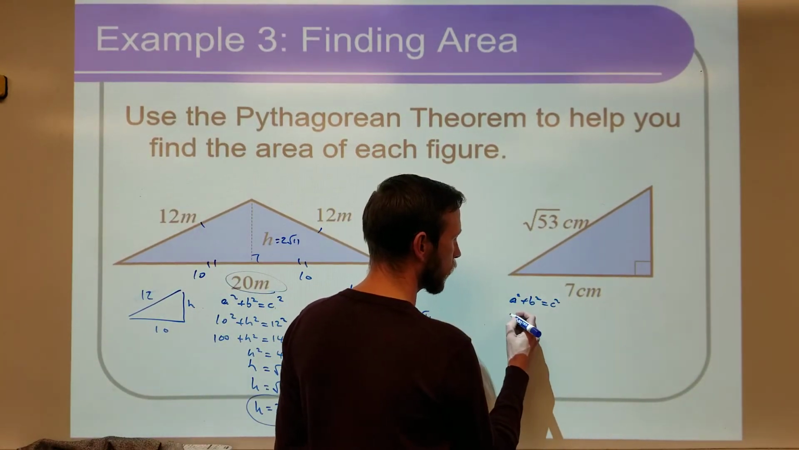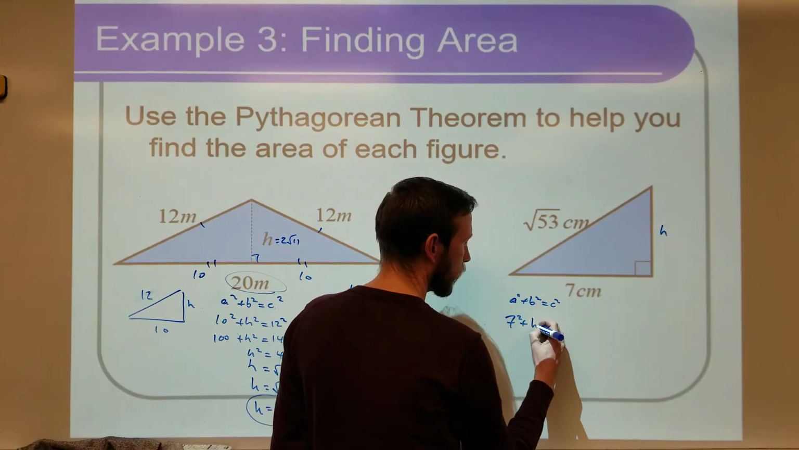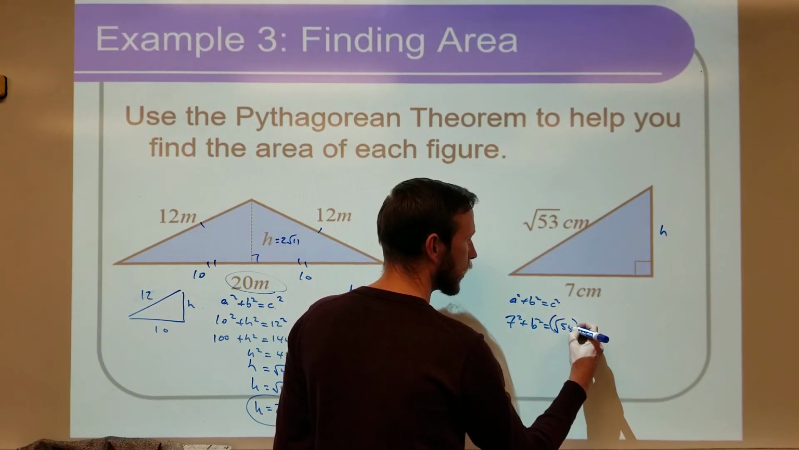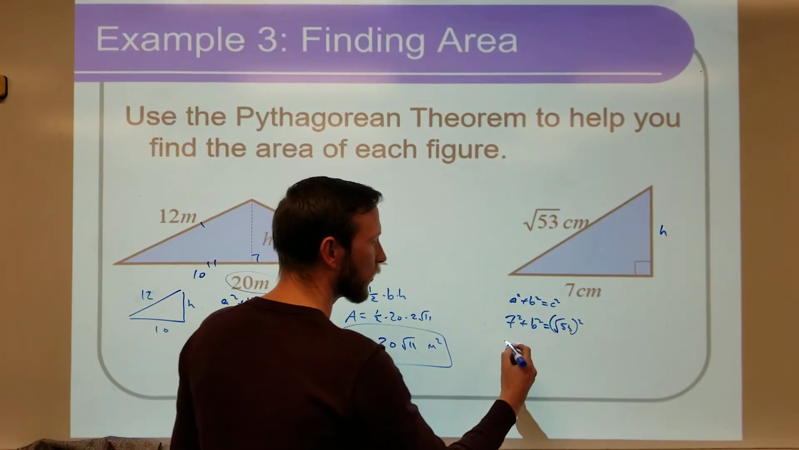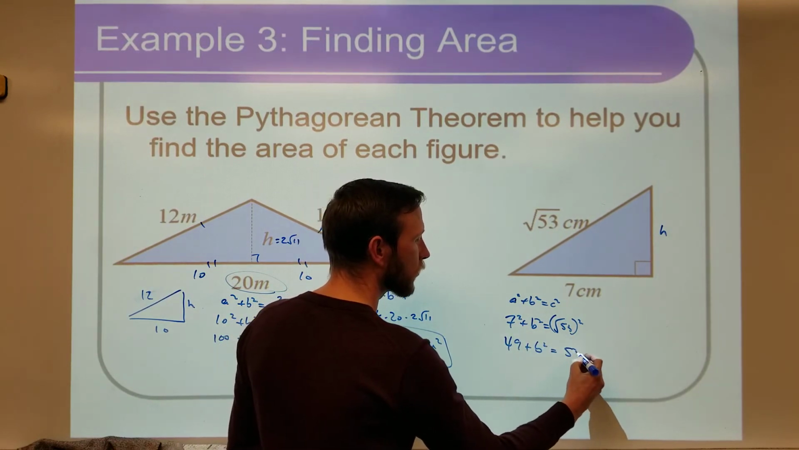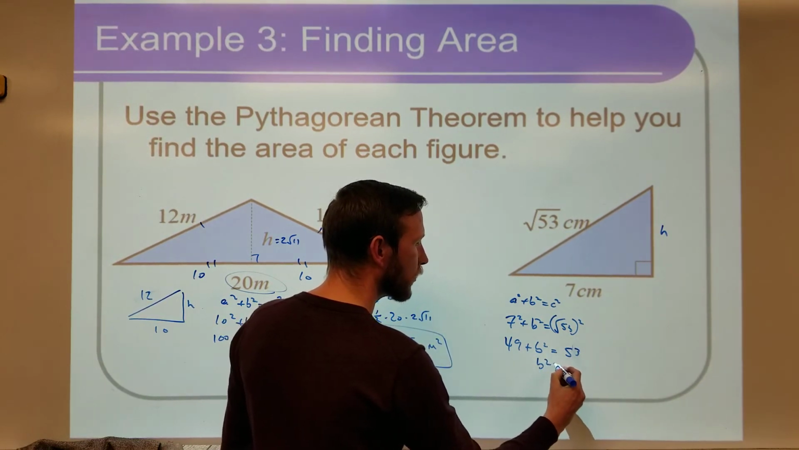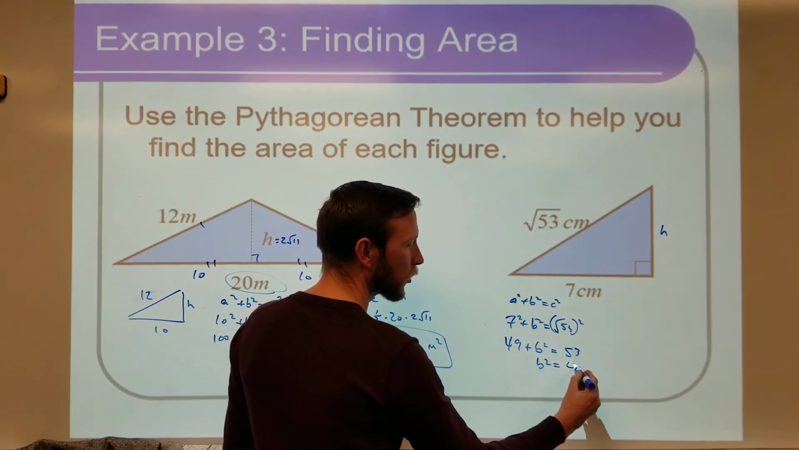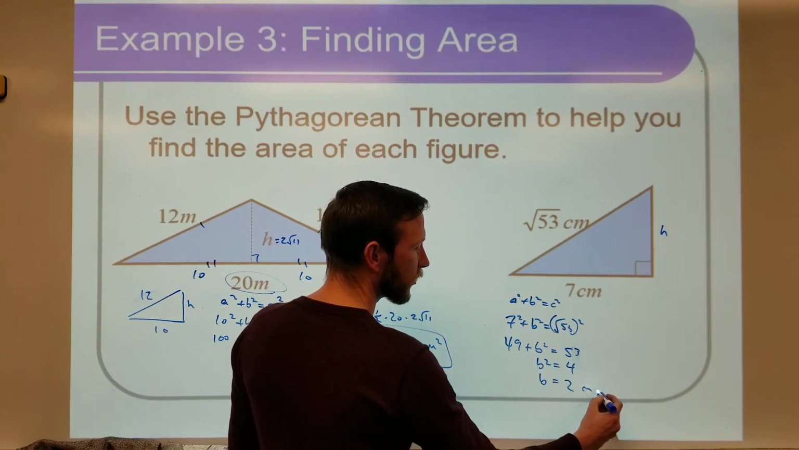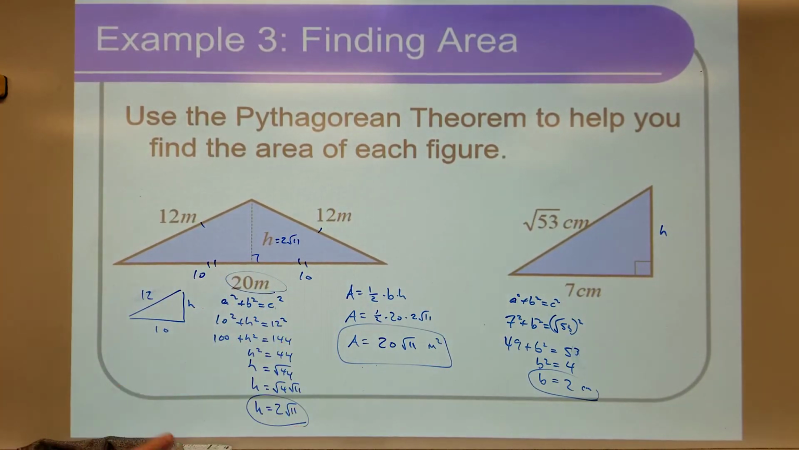Let's check our answers. We have a squared plus, there's my height, b squared is equal to the square root of 53 squared. This is a little awkward, but fun fact here: if I square the square root of 53, I just get 53. Try it in your calculators if you don't believe me. When you subtract 49 from both sides, you find out that b squared is equal to 4. So b is equal to 2, in this case, centimeters. We're going to apply that as the height of this triangle.